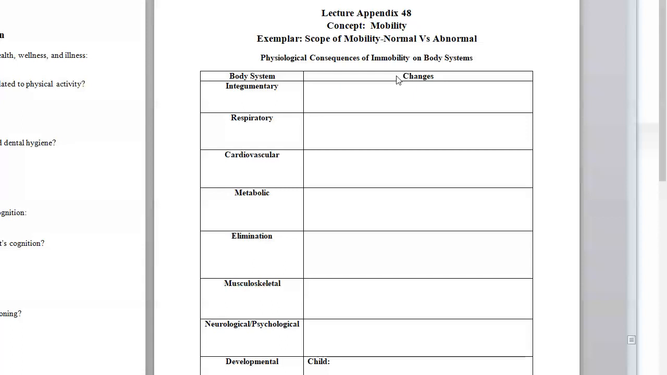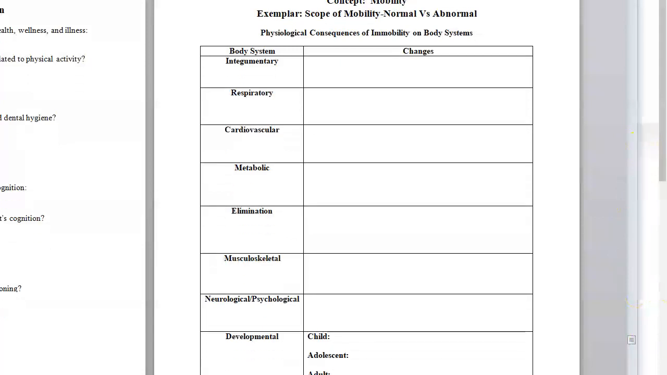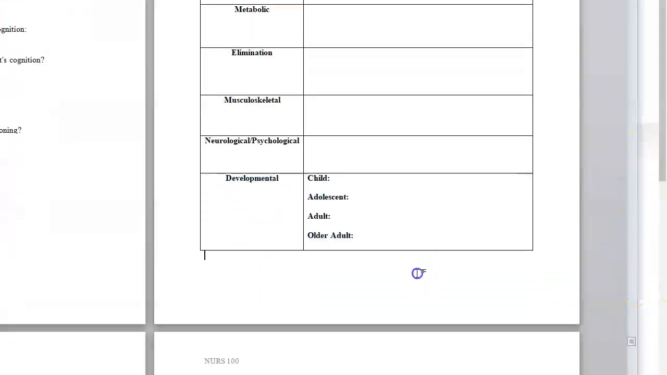Respiratory, we've talked about this numerous times. What exactly happens to that person that's lying in bed, not moving around? What kind of changes are we going to see within the respiratory system, cardiovascular system? What happens with metabolism, elimination, musculoskeletal, neurological, psychological, and then look at what happens when children become immobile in regards to the development of a child, the adolescent, adult, and the older adult. So work on that independently, and if you have any questions, let me know, okay?